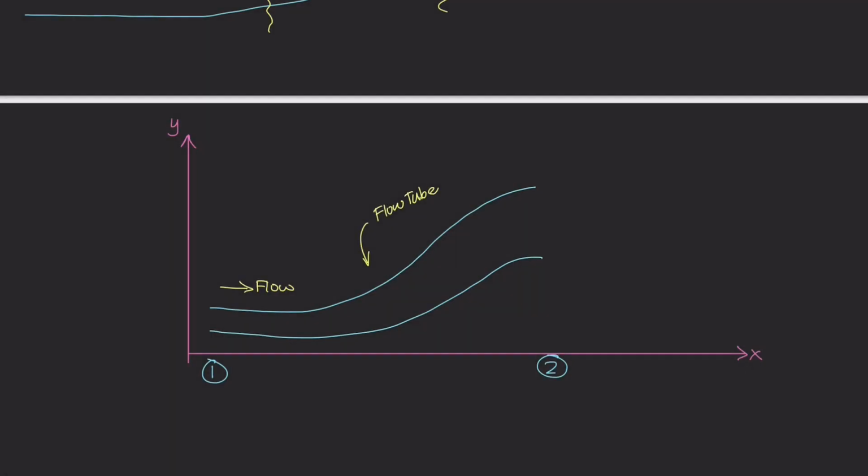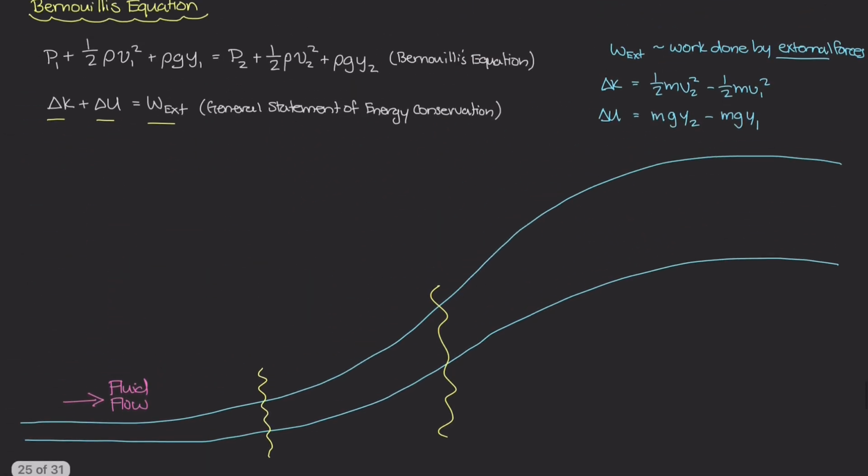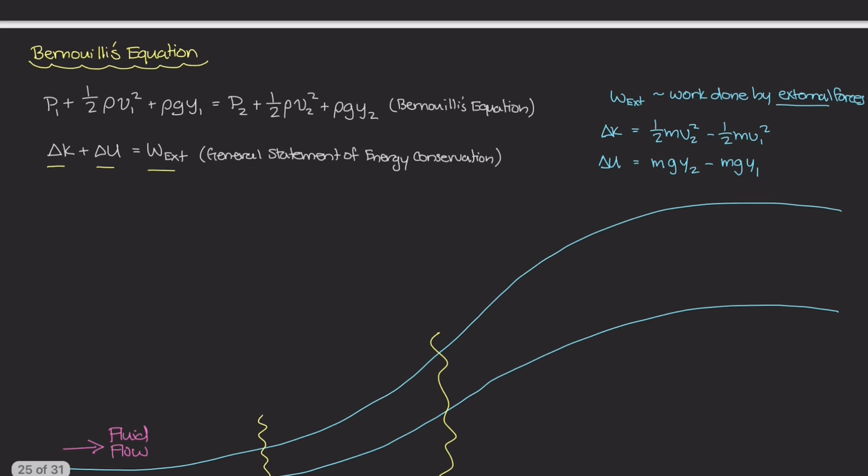Okay, welcome back to the second video on Bernoulli's equation. In the last video, we briefly talked about what Bernoulli's equation was and this general statement of energy conservation. And we also found out that this W_EXT term, the external work, is the work done by external forces.